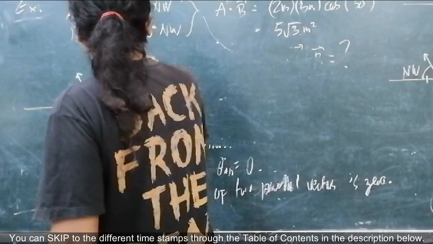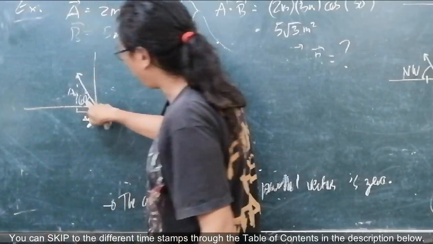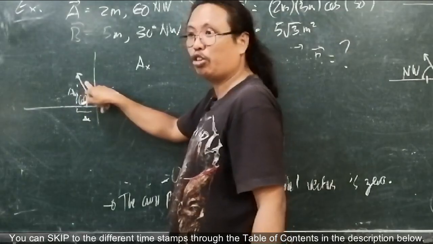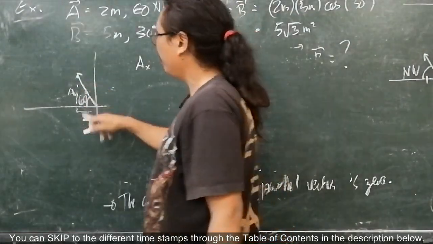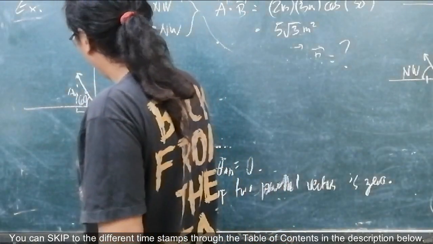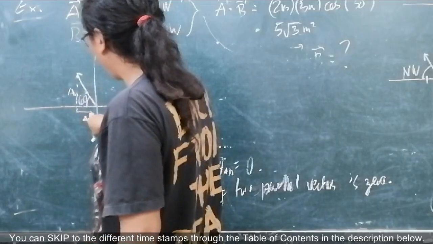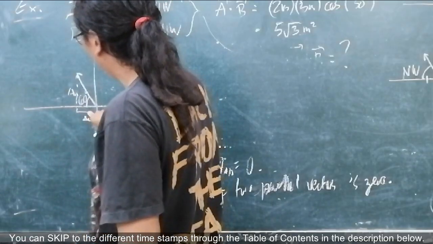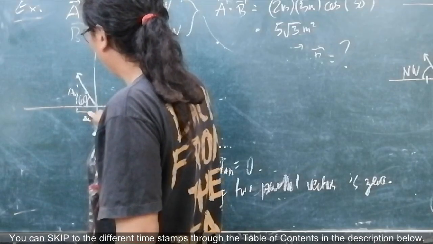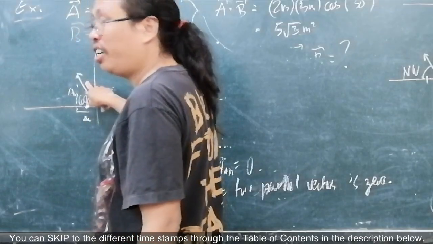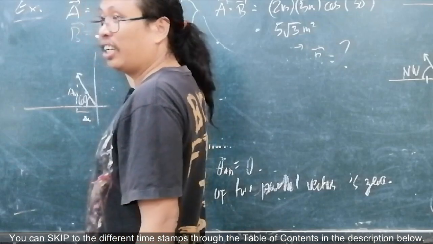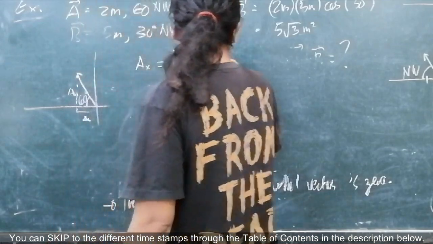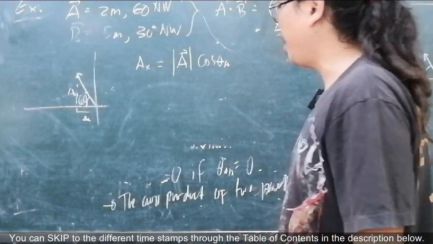Sine, okay. So AX now will be, if this is the angle, what is AX? AX will be the adjacent. This is the opposite and this is the hypotenuse, right? So AX is equal to the magnitude of A times cosine of the angle. Let's call it theta A.